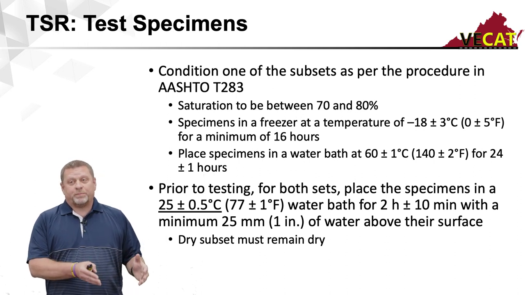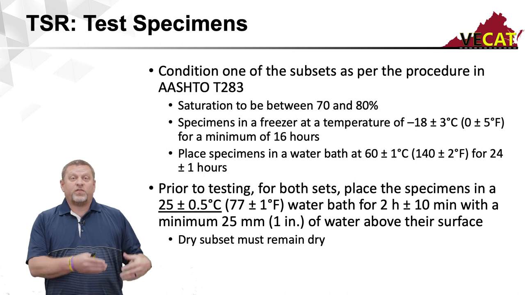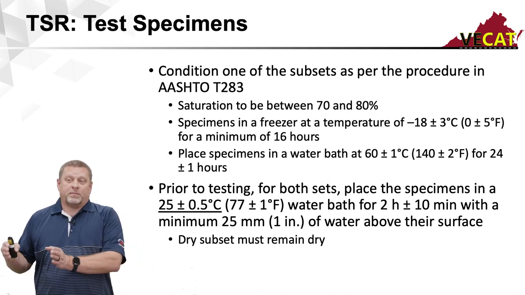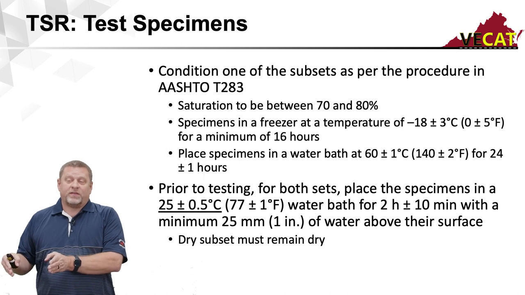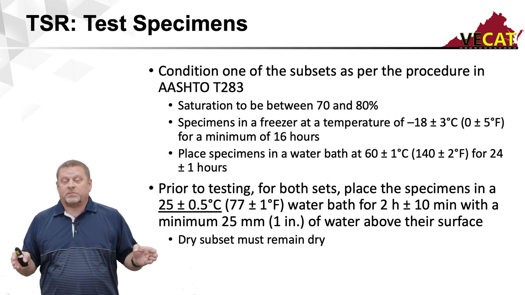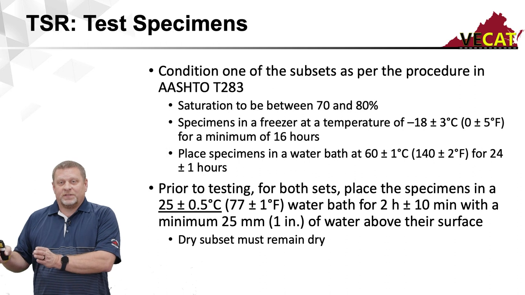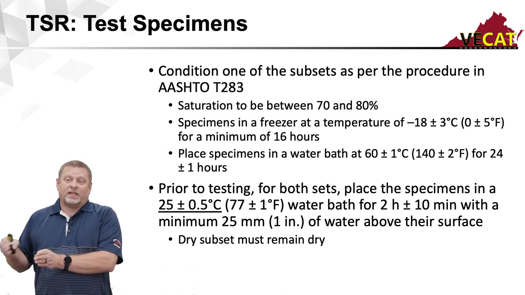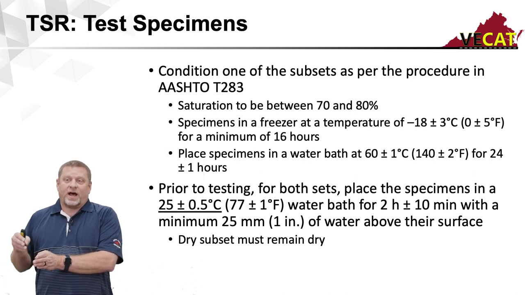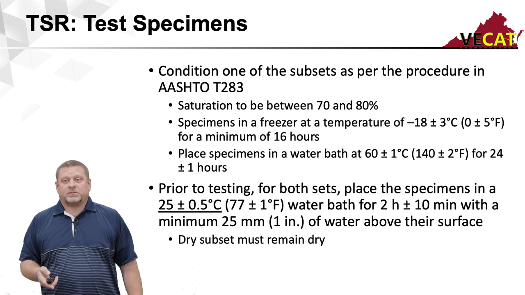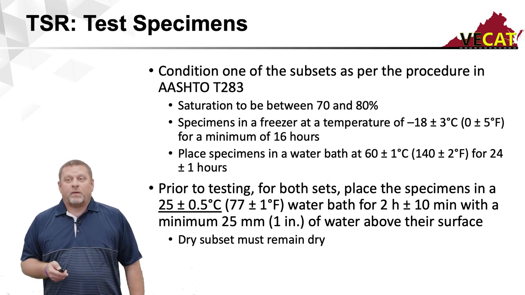At the same time I'm putting these three wet specimens in there, I want to put my other subset that I kept separate in the same water bath so that all six will be at the same temperature. But the separate subset, called the dry subset, must remain dry. So I need to double bag these like we've done in some of the other tests to make sure they stay dry. So all six specimens are in a 25 degree bath and we're ready to do our tests.